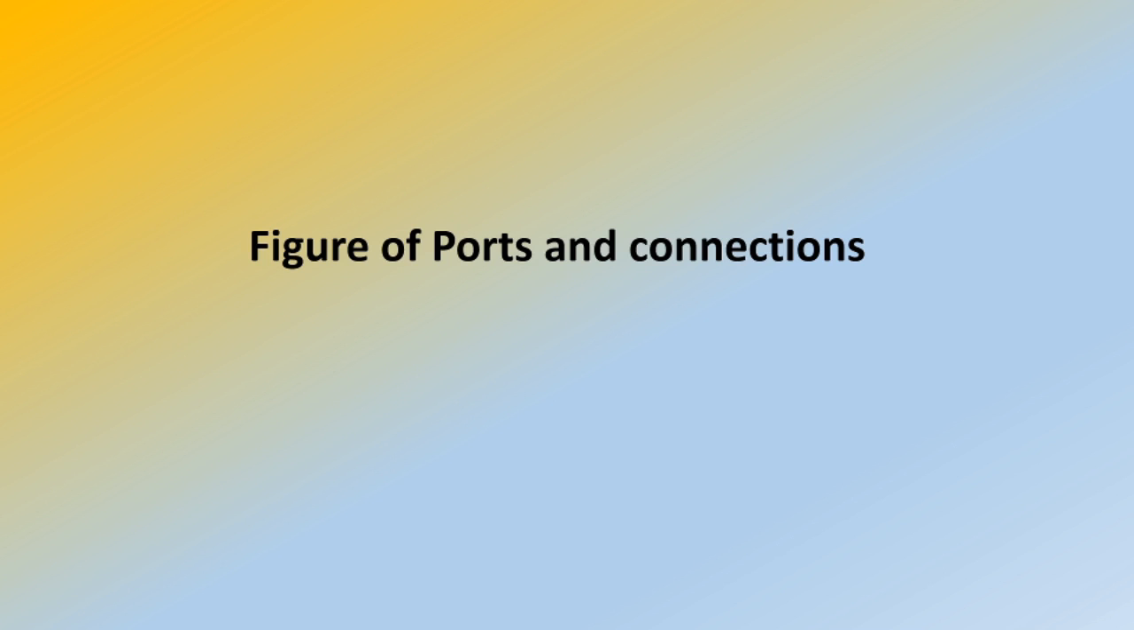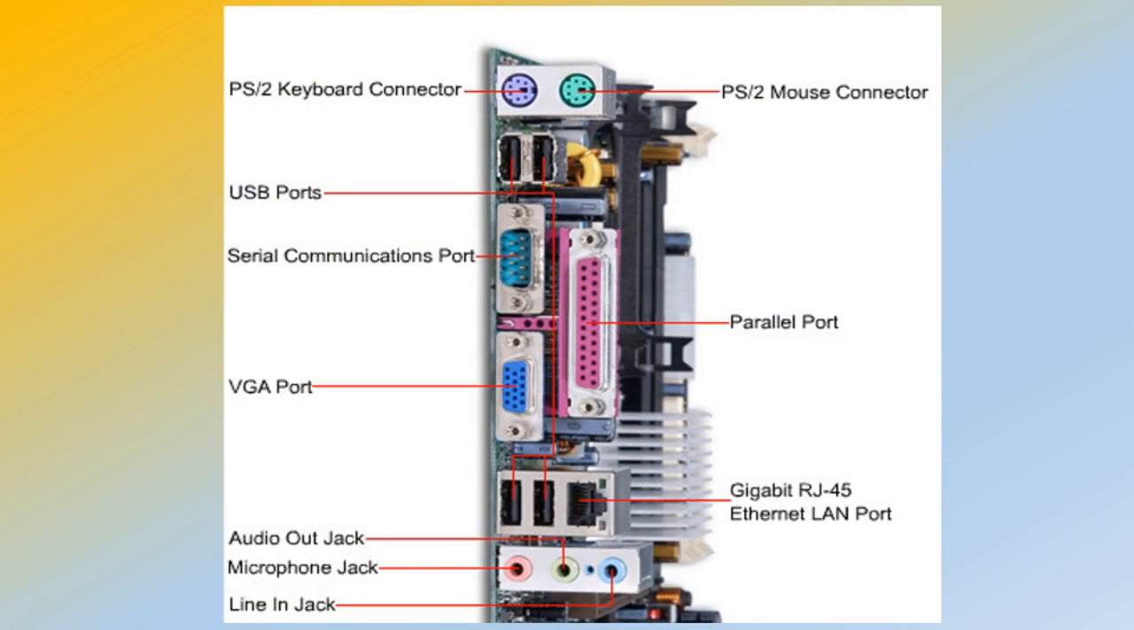The figure of ports and connections is given here. You can see in the picture these two ports are PS2 ports. The purple color is used for keyboard and the green color is used for mouse. Second is USB port. There are 4 USB ports: first, second, third, fourth. This is the serial communication port. Here you can see pins. This is the parallel port.